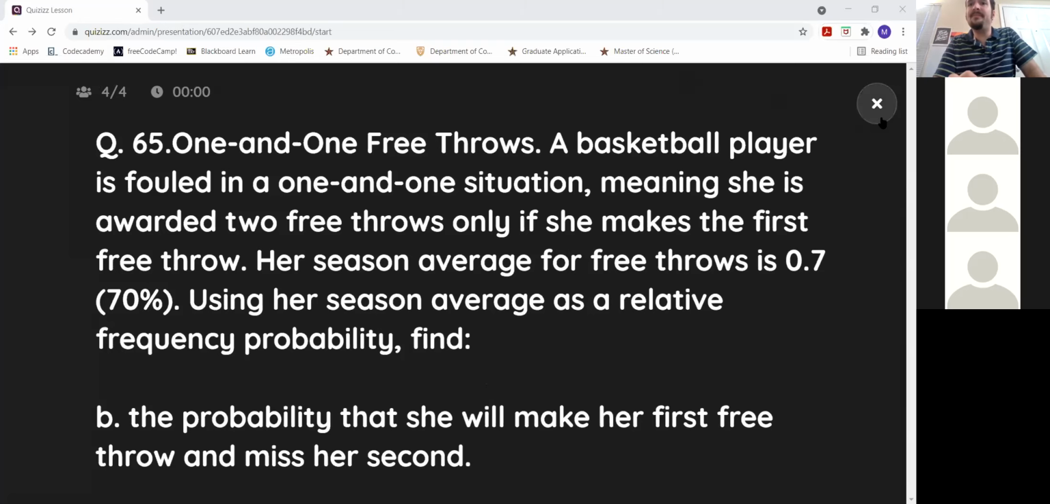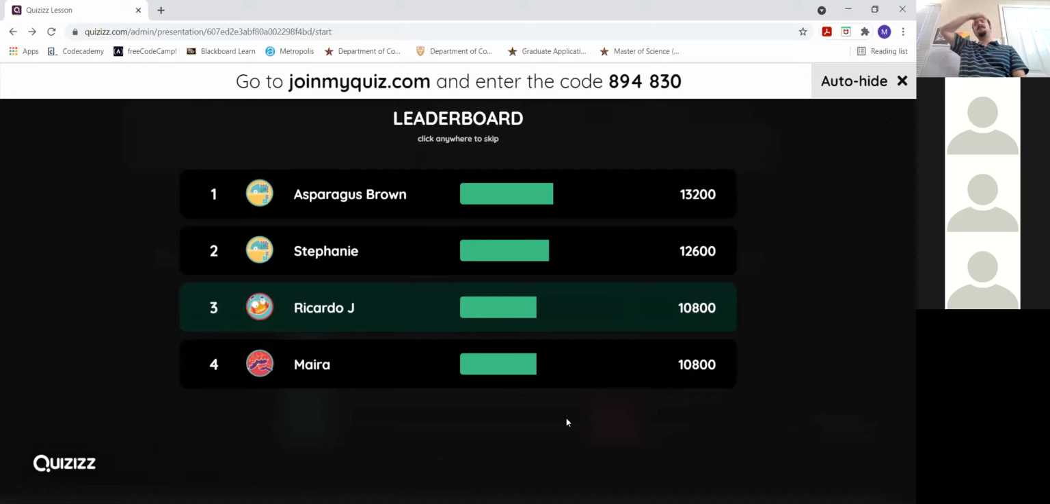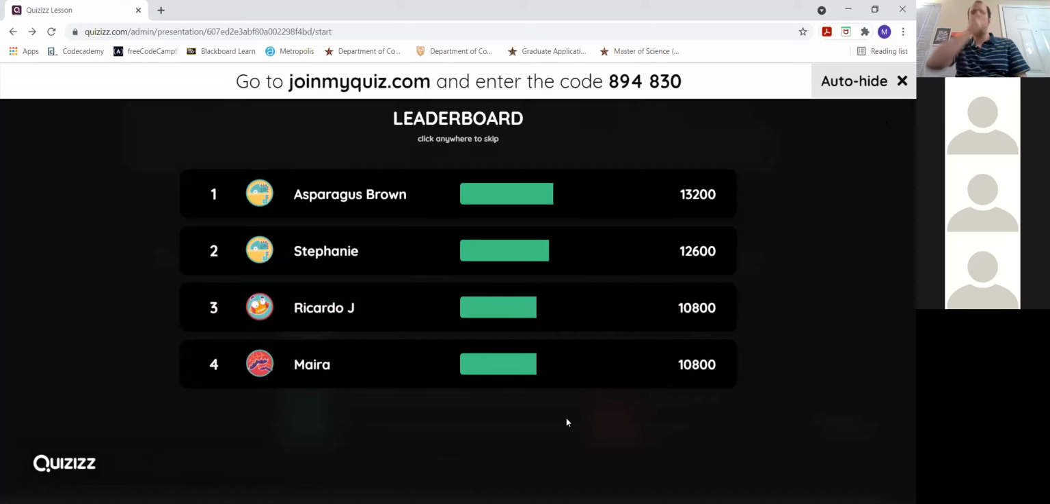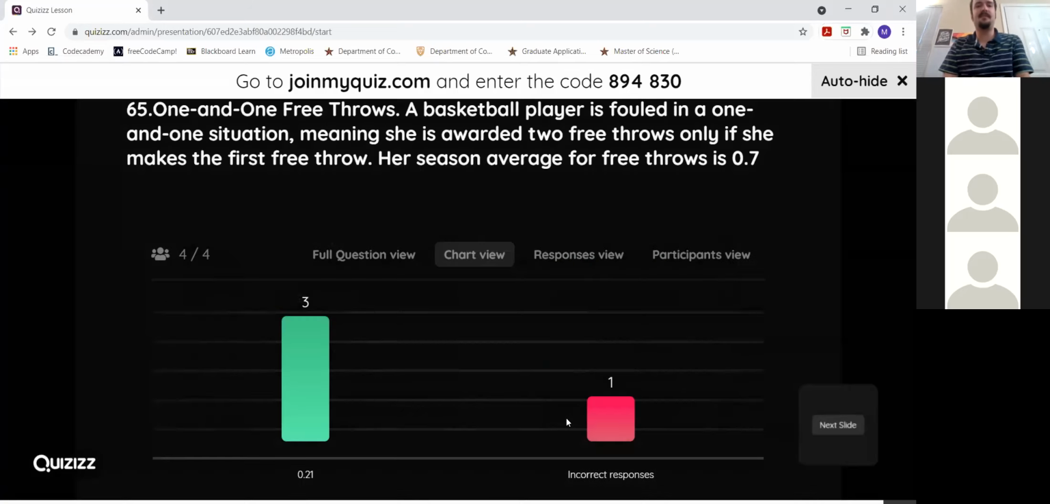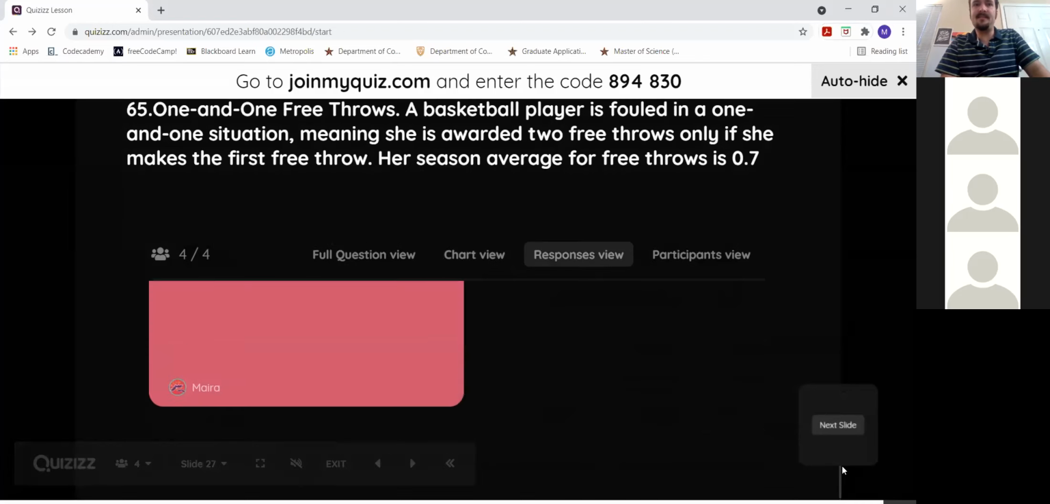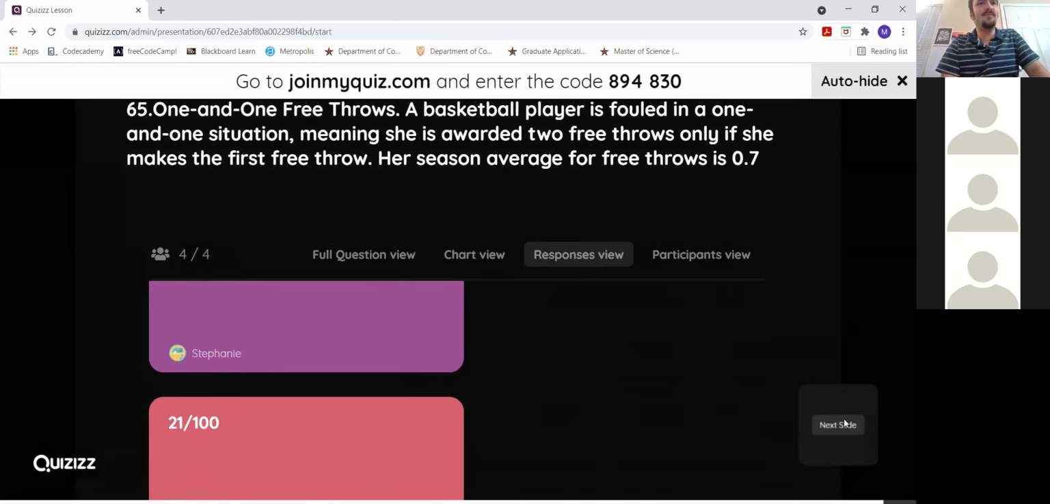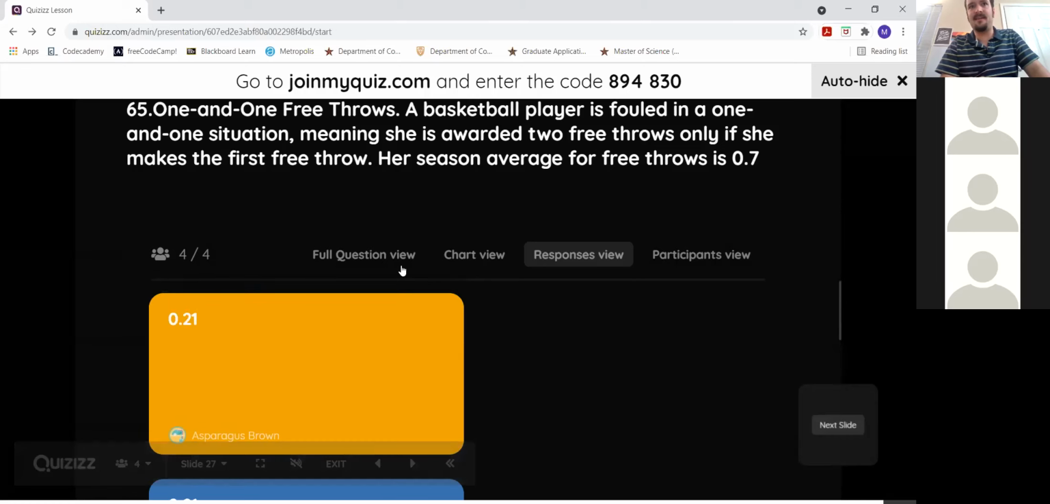Okay, so I believe we're going to multiply those two things together. So we're getting 0.21. I think that what that is telling me is there is a 21% chance. What are y'all telling me besides that? Did y'all add them or something? 21 out of 100. That's it. Yeah, that's it. Y'all got it.